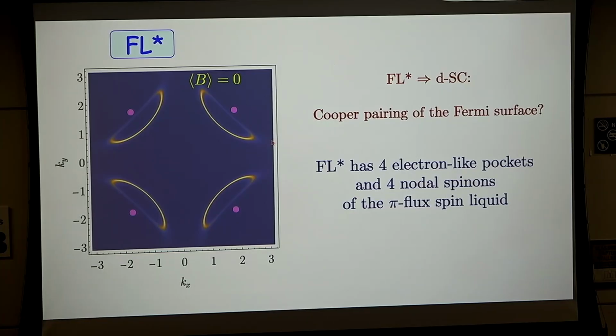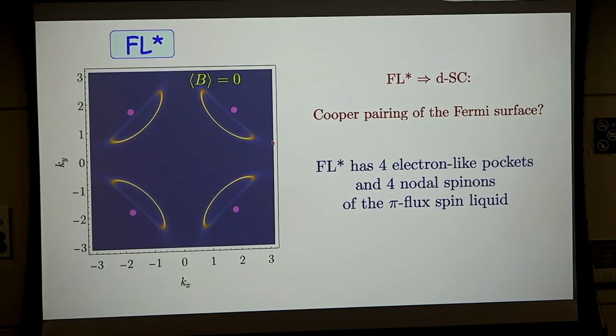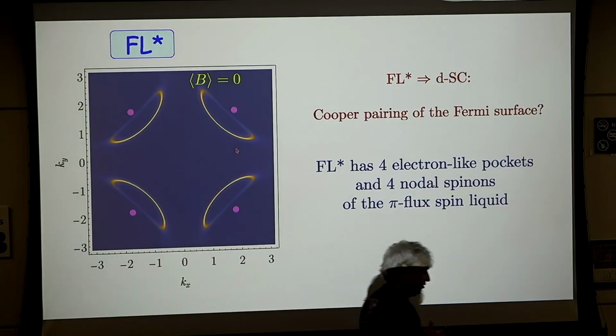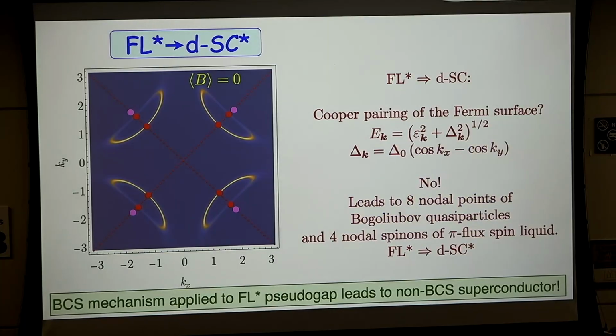All right, so now how is this FL star state going to become a superconductor? There have been many things in the literature where people, through some approximation or other, some DMFT-like theory, get these pockets. And then you ask, let's make this a superconductor. How are you going to make a superconductor? You have this strong tendency to say, well, just pair the Fermi surface. All right, so now if I pair the Fermi surface, what happens? Suppose I have D-wave pairing, which is what you would get in many calculations.